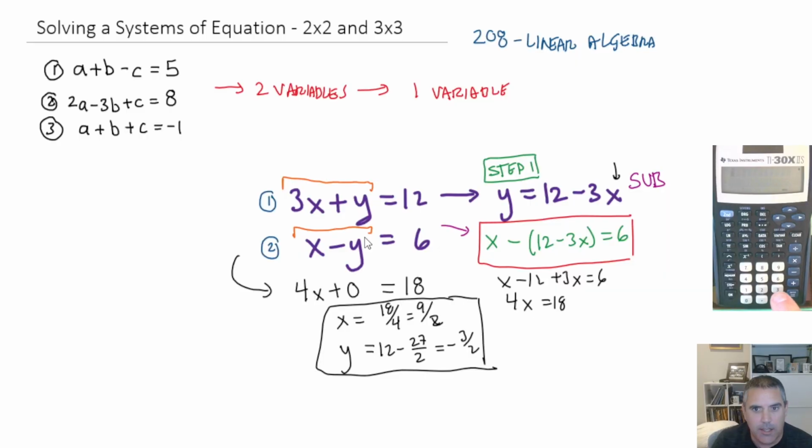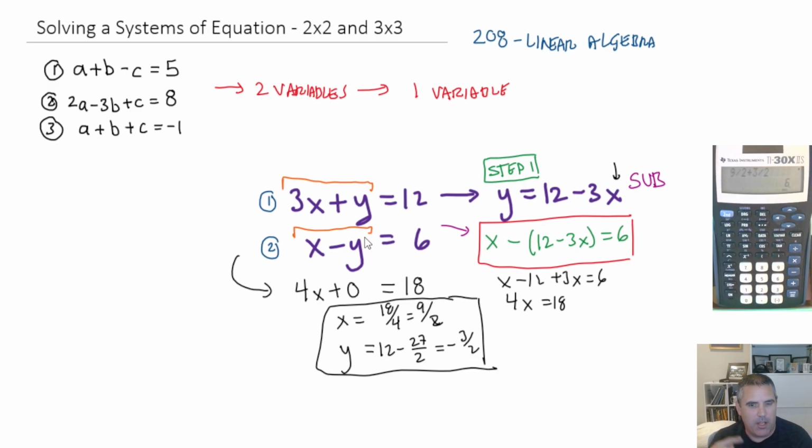So let's do the x. So I'm going to do 9 halves minus negative 3 halves. So just plus 3 halves. And now I'm going to hope it's 6. And if it's 6, I can go on my merry way. I know I'm right. That's it.